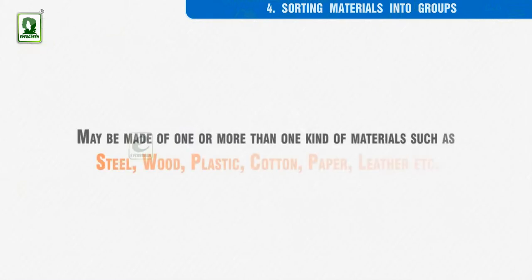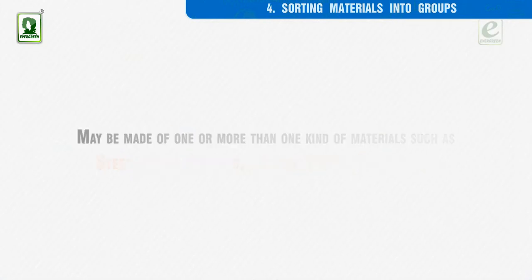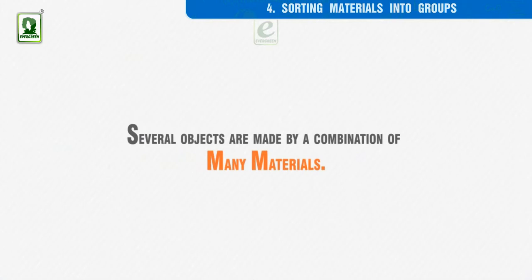These may be made of one or more than one kind of materials, such as steel, wood, plastic, cotton, paper, leather, etc. Several objects are made by a combination of many materials.